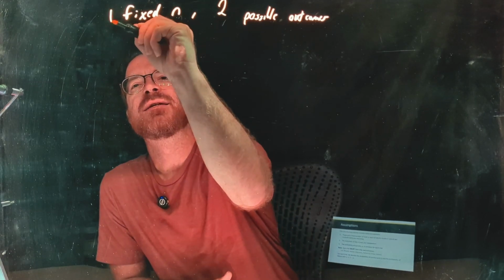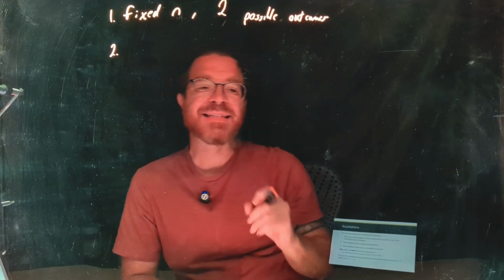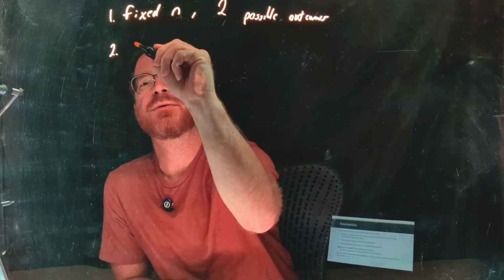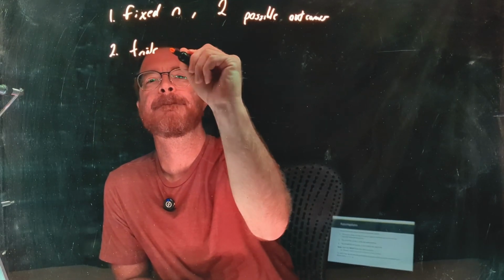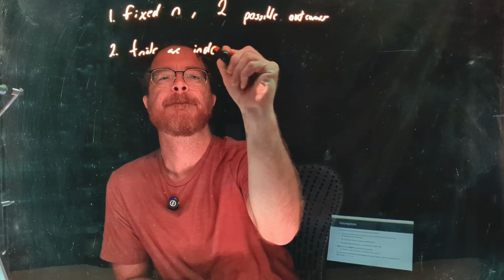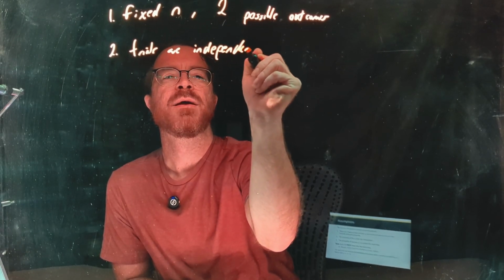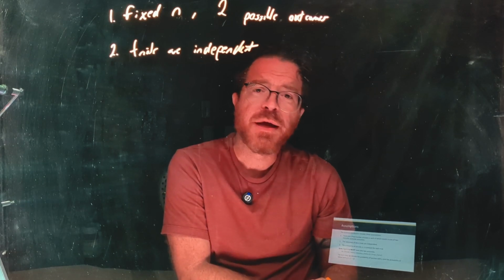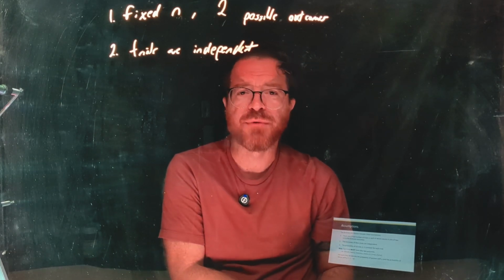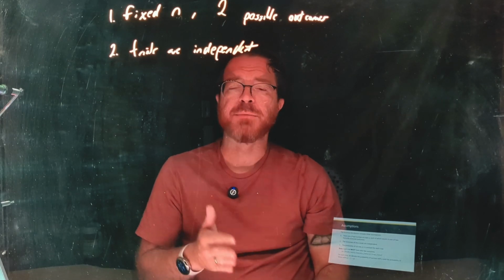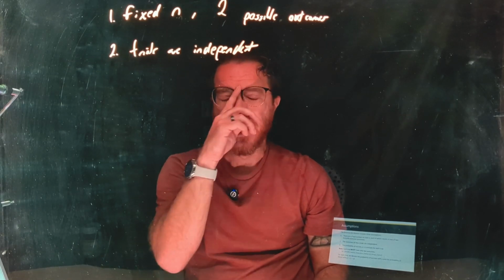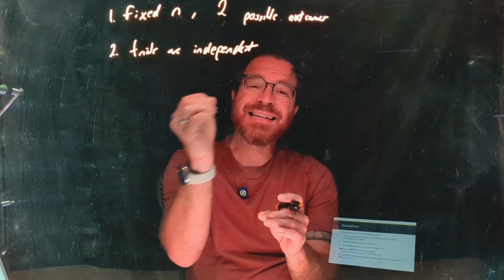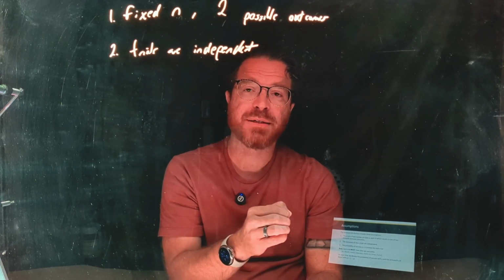The second assumption is that the outcome of the n trials are independent. So this means that we're assuming that when I flip that first coin, it has no impact on that second coin flip. It has no impact on that third coin flip, or that fourth, or that fifth, or that sixth. They're independent from each other, meaning that the probability does not get affected by what came before it.